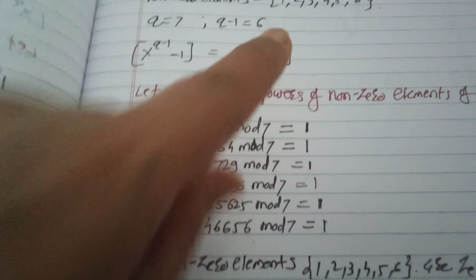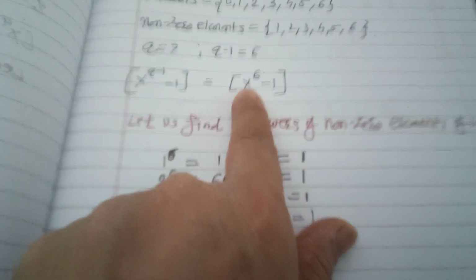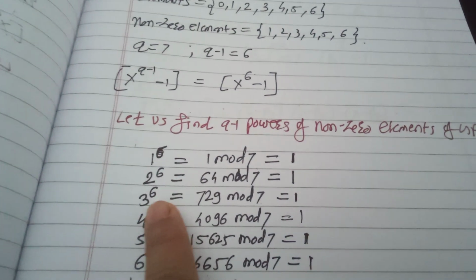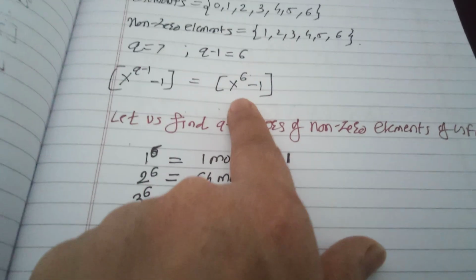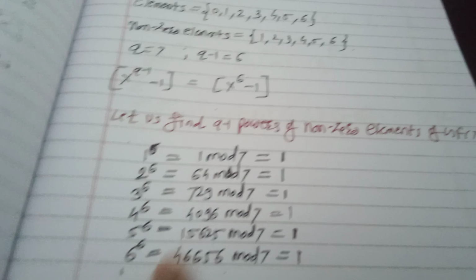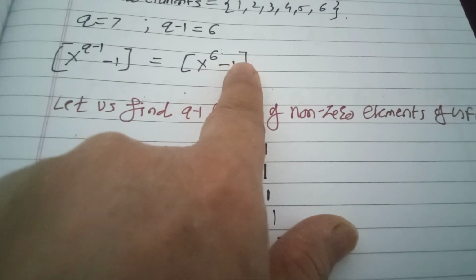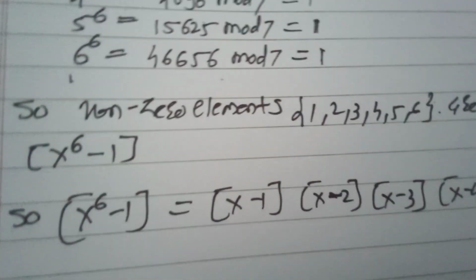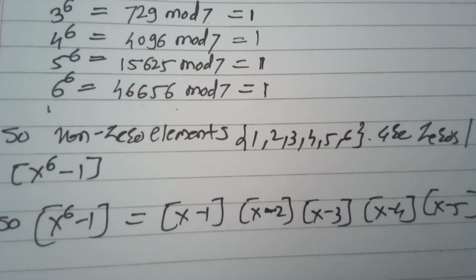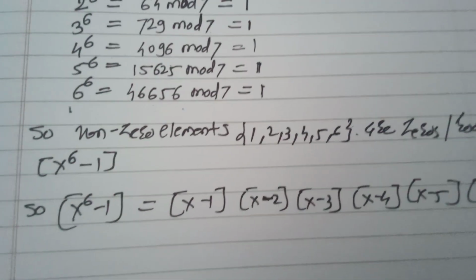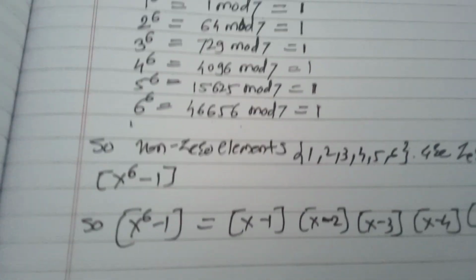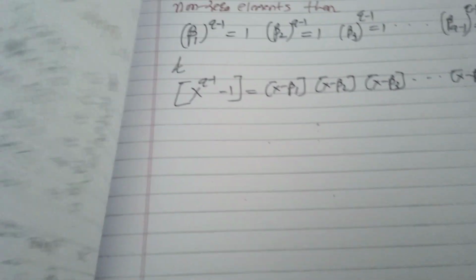That means if you put x equal to 1, 2, 3, 4, 5, 6 in this equation, then x raised to 6 minus 1 is equal to 0. That means 1, 2, 3, 4, 5, 6 are the factors of x raised to 6 minus 1. So we can write x raised to 6 minus 1 as (x minus 1)(x minus 2)(x minus 3)(x minus 4)(x minus 5)(x minus 6). So now we can come to one conclusion about the factorization of x raised to q minus 1.